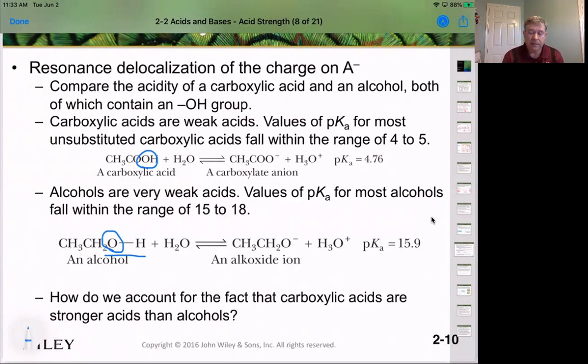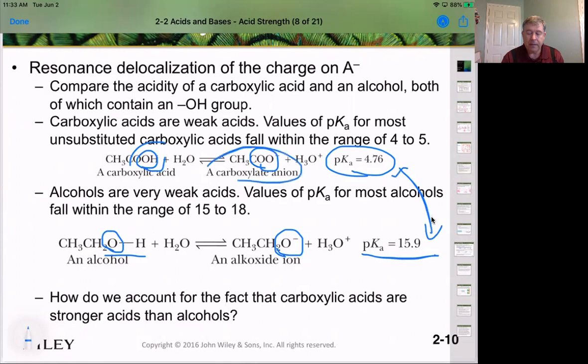However, because we can delocalize that charge over 2 oxygens in the carboxylate ion and only the 1 oxygen in this alcohol ion, that means that the proton on the carboxylic acid is more acidic. Notice it has a lower value, it's 4.76 pKa. This is the higher value, making it the weaker acid of almost 10 points higher. So that means that the carboxylate ion is more acidic than the alkoxide ion here, even though the hydrogen is bonded to the exact same atom. And it's all because of the resonance delocalization on the charge.